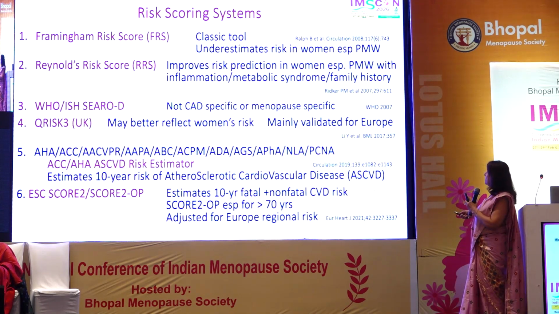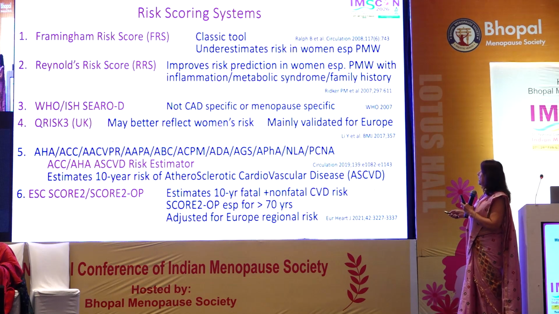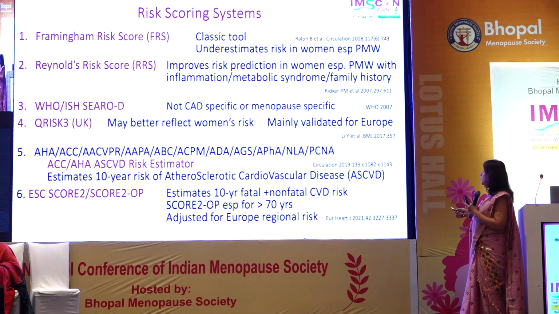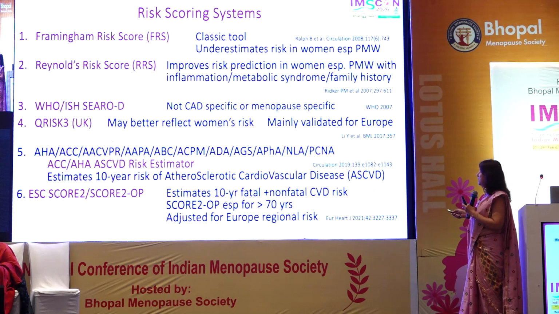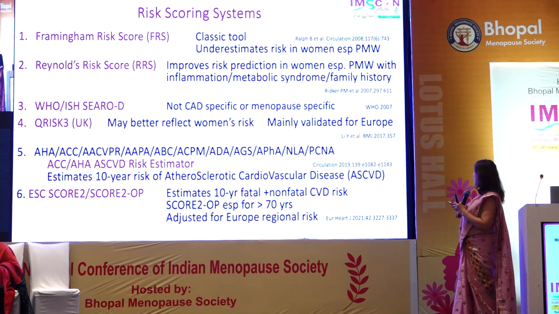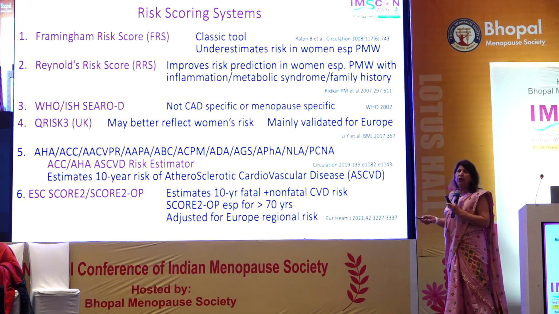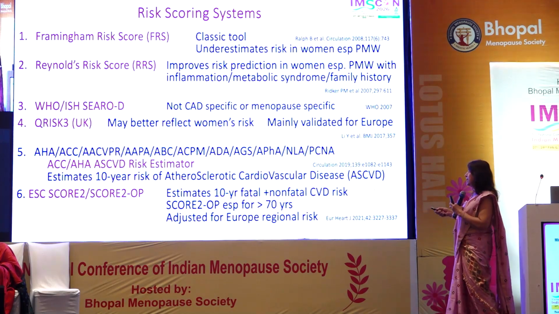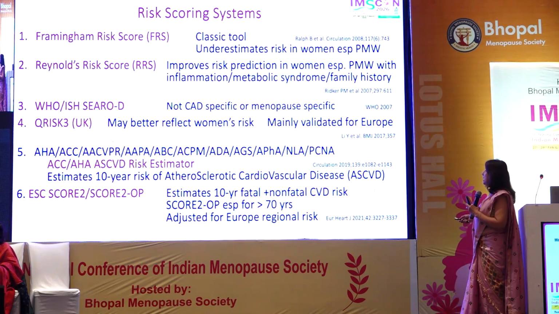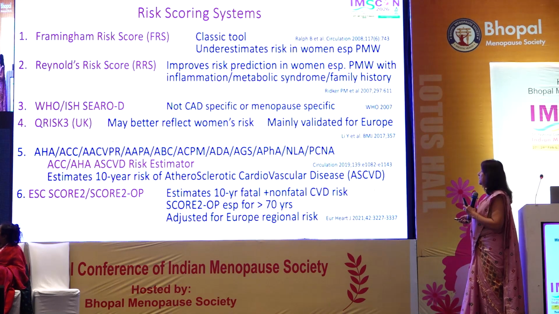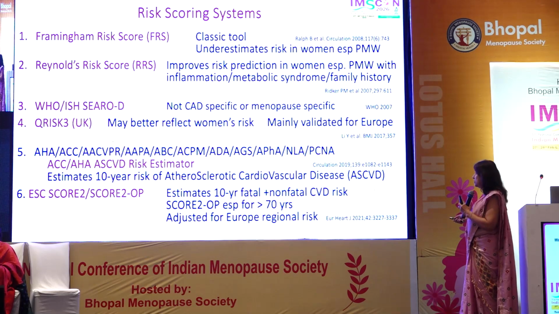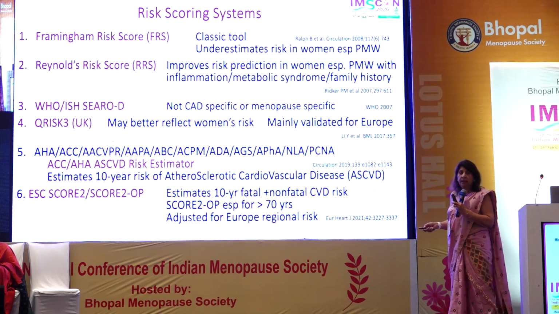Now there are many risk scoring systems. We have often used Framingham risk score in the past. We don't use it anymore. Sometimes we use the Reynolds risk score in cases of inflammation, rheumatoid arthritis, psoriasis, and things like that. The WHO International Society of Hypertension, Southeast Asia region D.